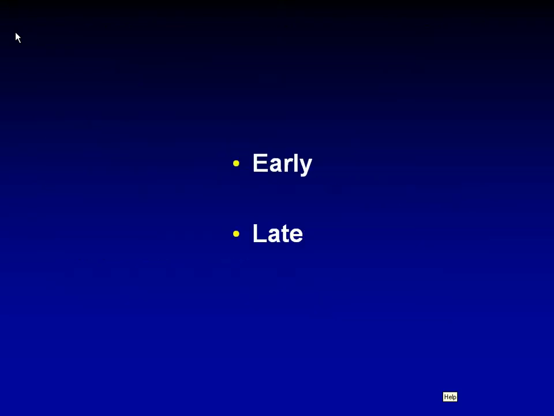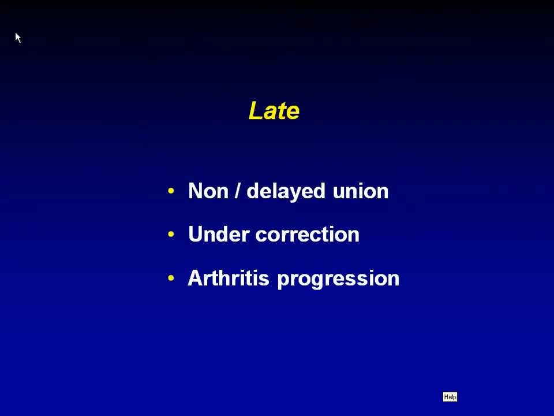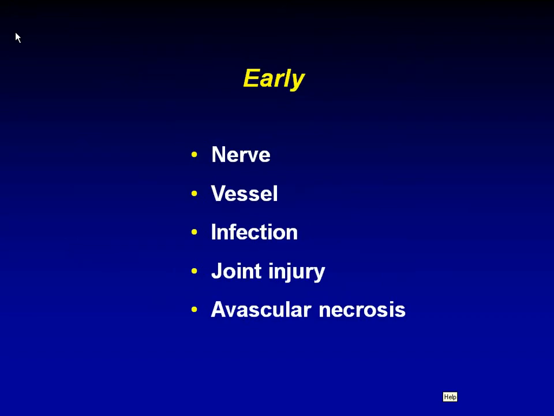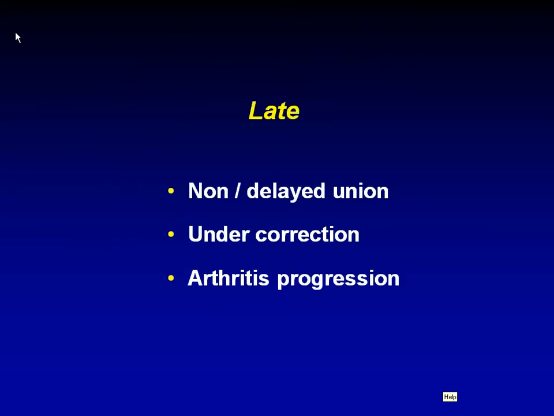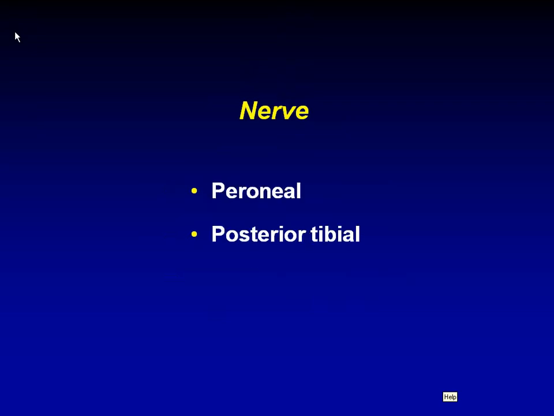So complications can be, of course, early and late. Slide, please. The early complications are nerve injury, vessel, either injury or thrombosis, surgical infection, inadvertent joint injury, and avascular necrosis of the proximal tibial fragment. Late complications in closing wedge osteotomy are non- and delayed union, undercorrection, which is the commonest, most significant complication for these patients, and of course arthritis progression, which is a natural consequence of the disease process.